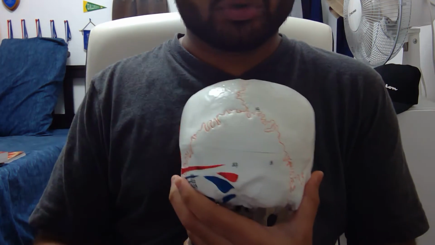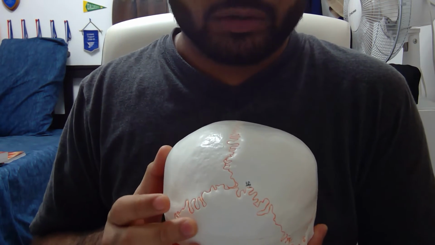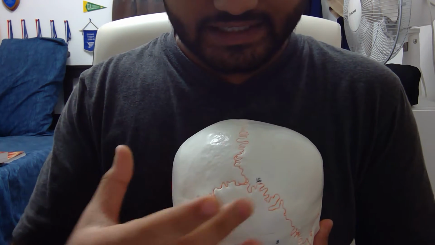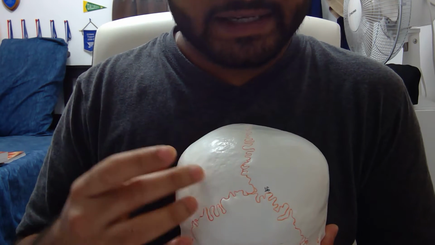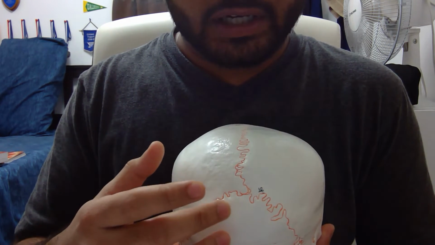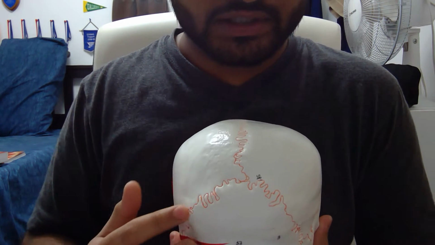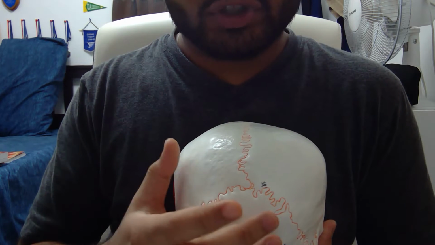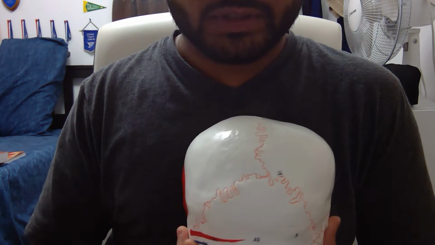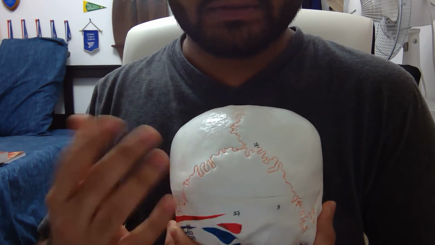So what is the lambdoid suture? The anatomical definition is that it's basically a suture that connects the 2 parietal bones and the occipital bone. So this is what we call the lambdoid suture, the connection between the two parietal bones and the occipital bone, right?